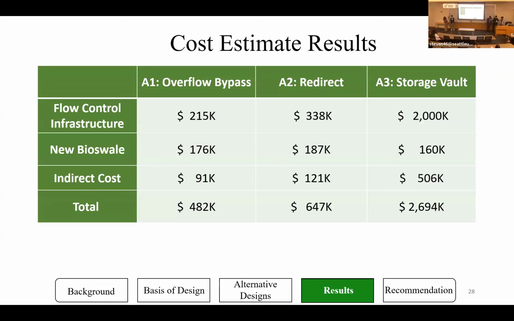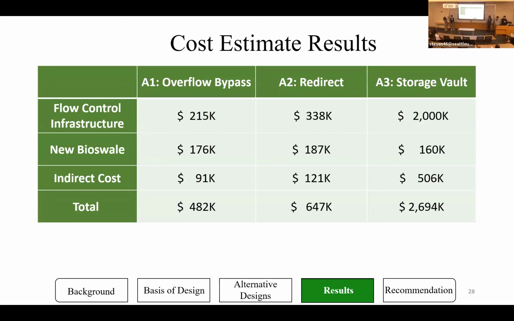And here is our cost analysis result. The first row represents any construction cost related to the new structures that we're placing on the site. The second row represents the cost of the new bioswale. We wanted that to be separate from the first because the new bioswale represents a significant portion of the total cost. And the third row is the indirect cost. This includes taxes, fees, and permitting.